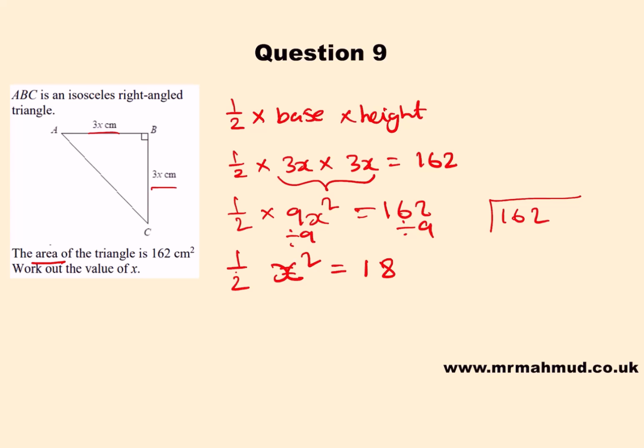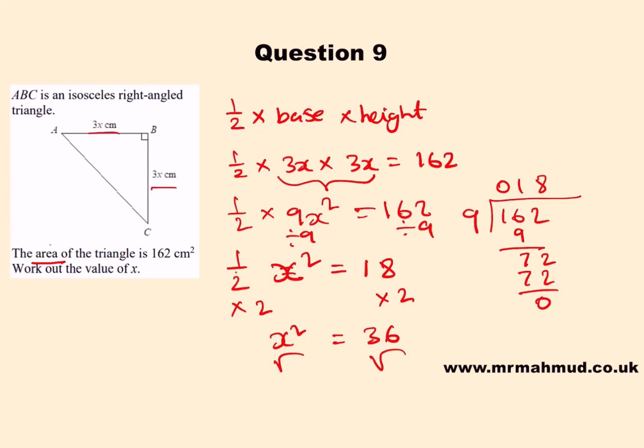162 divided by 9. 9 goes into 1 zero times, 9 goes into 16 once, which is 9, 7 remainder. 9 goes into 72 8 times, no remainder, so it is 18. Next I can times it by 2 on both sides because I've got the half here. So x squared is equal to 36, and then square root both sides. x is equal to 6. That can be positive and negative 6.